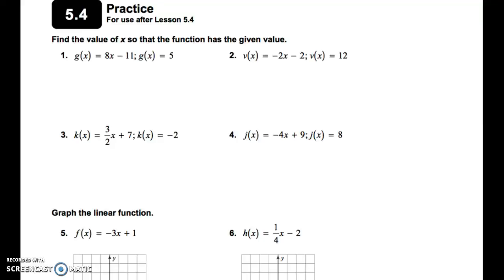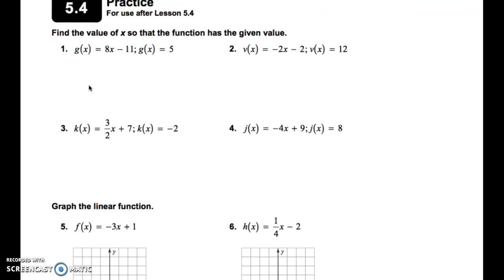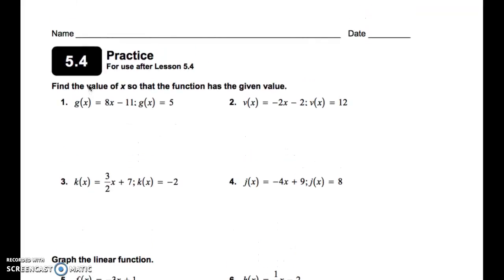All right, this video is going to be just a quick little overview, little introduction to what is called function notation. So we are on page 122 of your workbook, and function notation is basically just a way to write a function or to write the equation part of it, okay? So if you notice here on page 122, you see, like on number 1, a G and then in parentheses, X. Okay, that is function notation, and we would say that as G of X equals 8X minus 11.